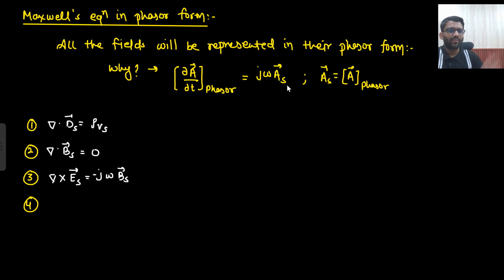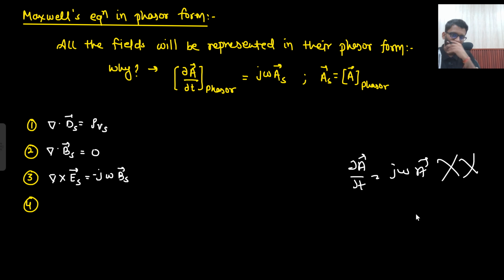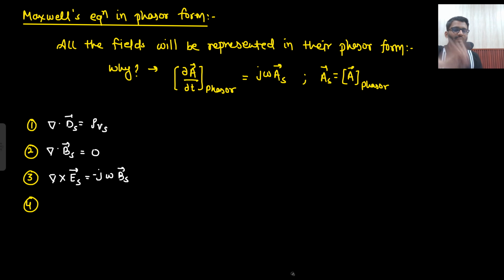I have seen n number of people doing that, ∂A/∂t is equal to jωA. Absolutely wrong. I will frame my MSQ, there you can see that particular equation. That will work only if your time harmonic vector field is complex exponential, otherwise it will not work. And this can be replaced with minus jωμH_s, since B is equal to μH. I hope you remember this formula. So this is how it can be replaced.